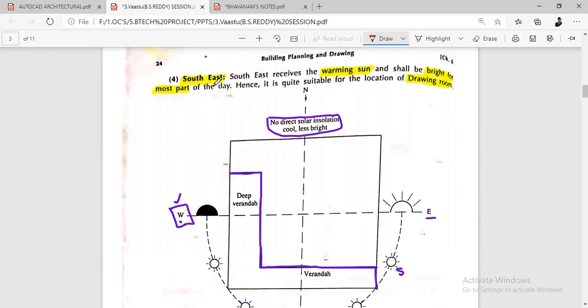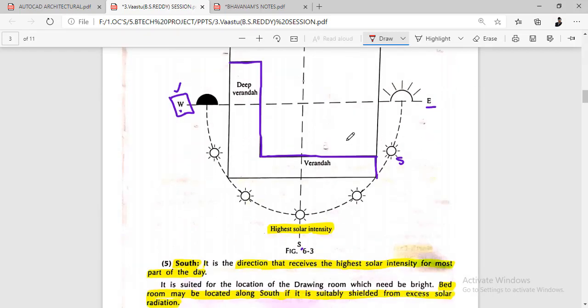So if you think about the southeast, the southeast receives a warm sun, and it shall be bright for the most part of the day, and hence it is quite suitable for the location of the drawing room. So what is the southeast? See, this part is the southeast. Most of this part is south. Here is the east, and the sun will go like this, and this is the south.